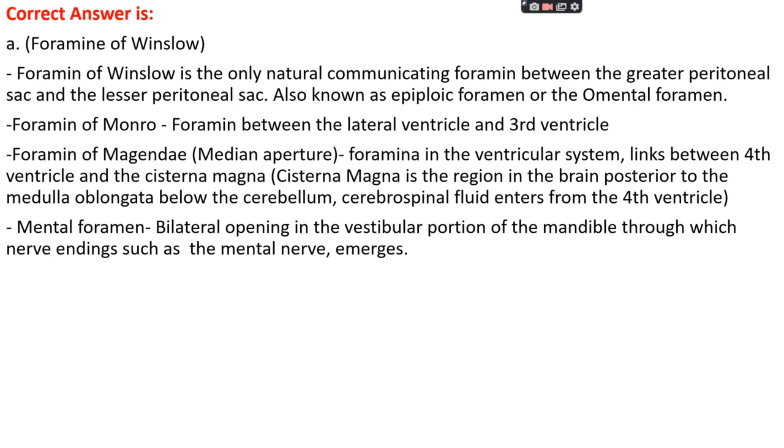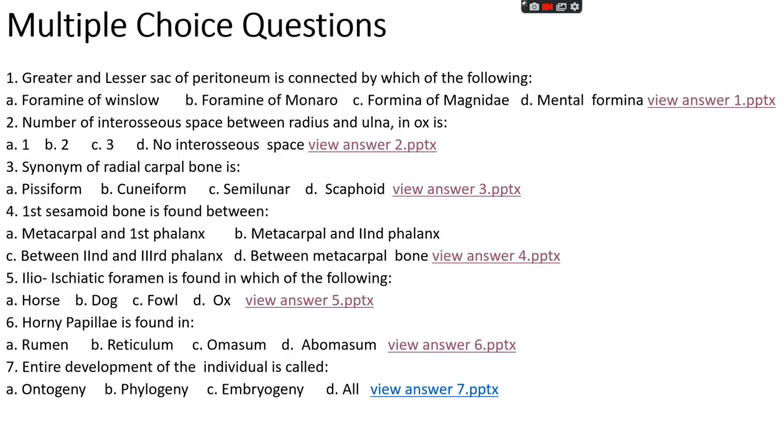Okay, and the mental foramina are bilateral foramina located in the vestibular portion of the mandible, through which nerve endings, such as the mental nerves, emerge.